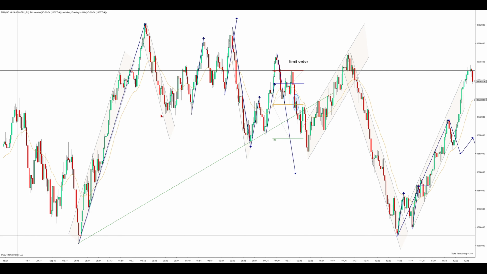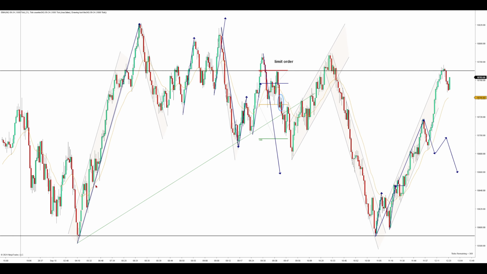Now, as you can see on a bigger picture, this is clearly just one leg. You can just tell by glancing at it. This is obviously one sharp move up.